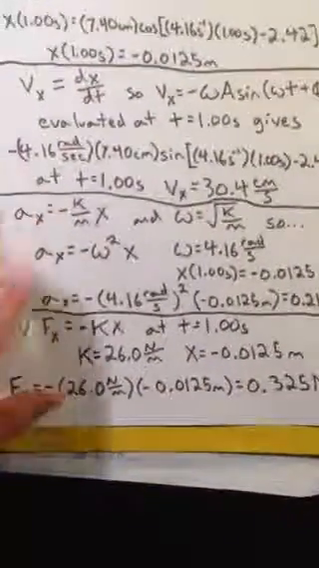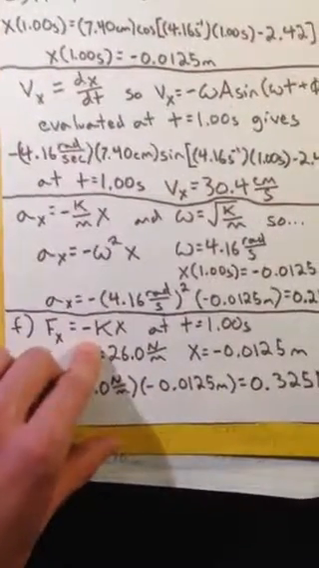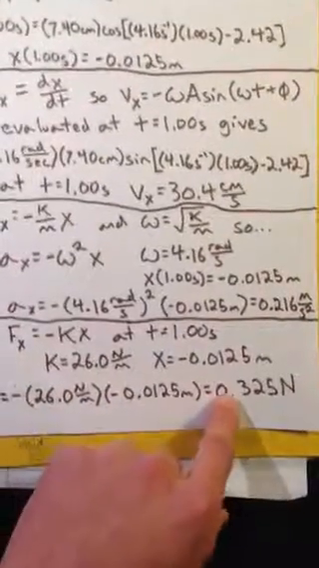The last part asks us to find the force at this point. Force is given by the negative of the spring constant times the displacement. When we put our variables in, we find the force at that point to be 0.325 newtons.